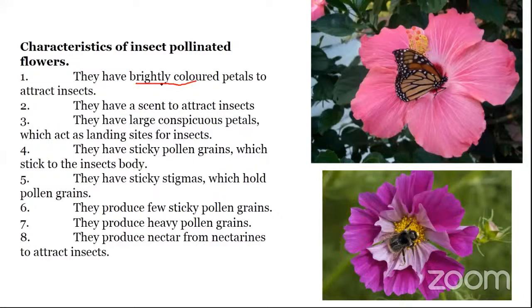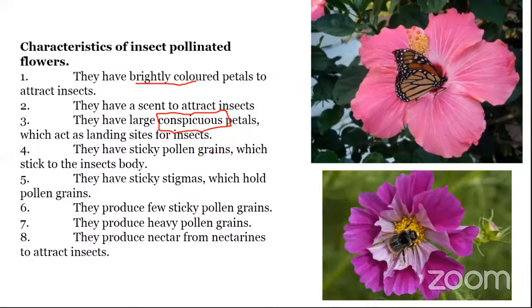Okay, so they also have a scent. When you smell them, they have a very nice scent. And again, that scent is to attract insects as well as birds. They have large conspicuous petals. Now this word conspicuous means something that is easily visible to the eyes. It is broad, big, and you can easily see it. So they act as landing sites for insects.